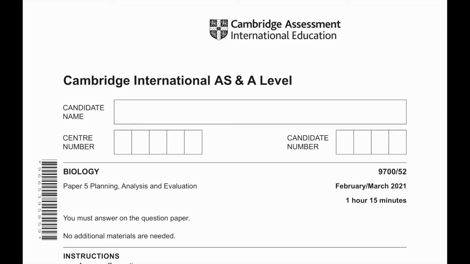Hello everyone. Today we'll be solving Cambridge International AS and A Level Biology Paper 5 Planning, Analysis and Evaluation, February-March 2021 Paper 52.